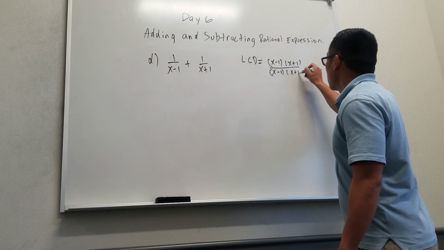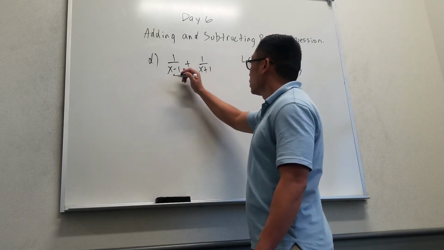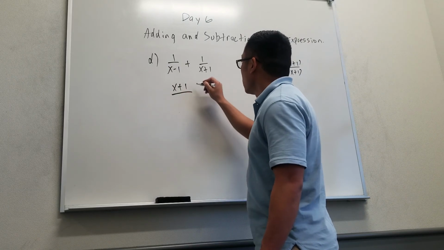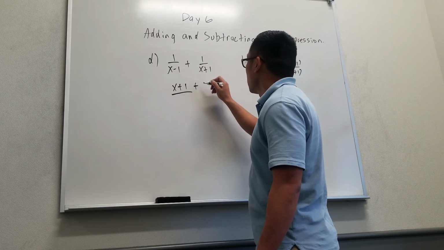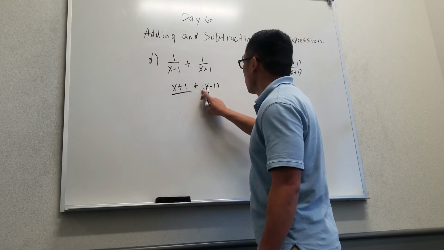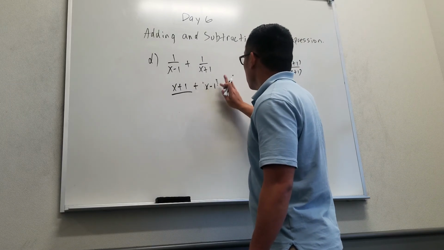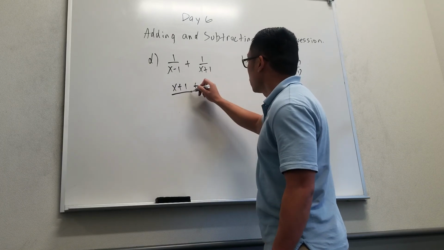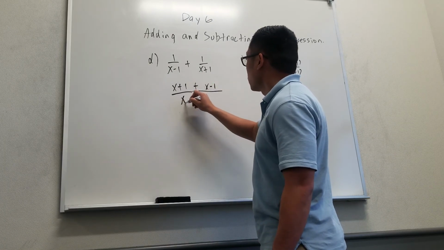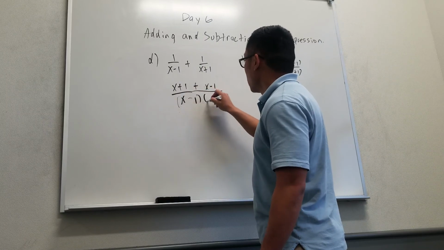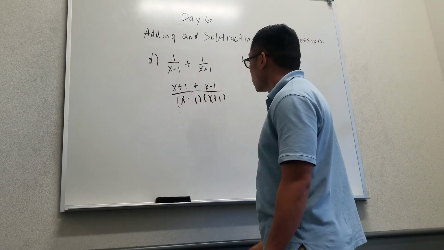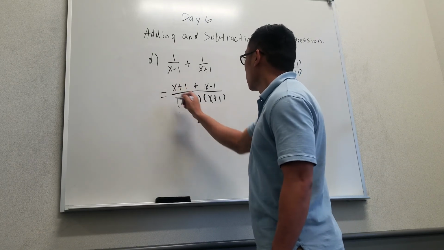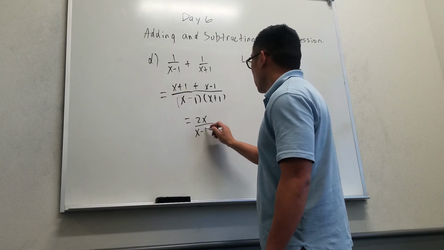x plus 1, gotta multiply by 1. So this is missing the x plus 1, right? This is missing what? x minus 1. I don't have to put parentheses here because it's multiplying by 1. Right? Then this is x minus 1, x plus 1. What do you notice? Just 2x on the top. And this is x minus 1, x plus 1.